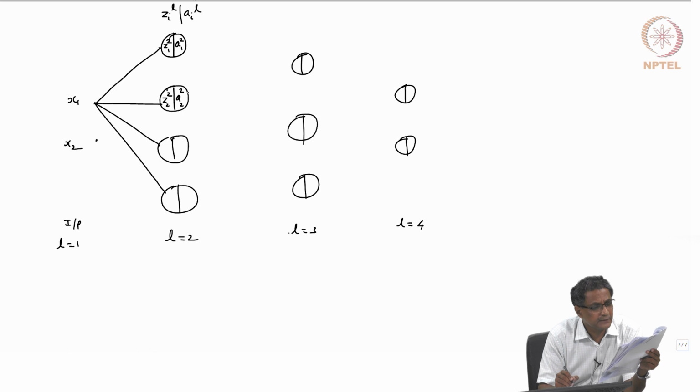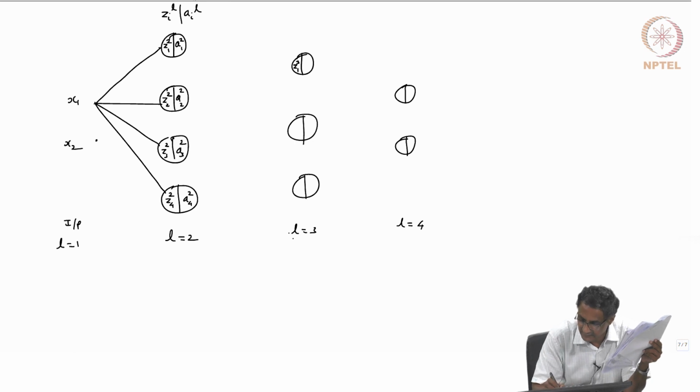Z2 2, A2 2, then Z3 2, because this neuron is the third neuron. This will be A3 2, Z4 2, A4 2. Similarly here, this will become Z1 3, because L is 3.